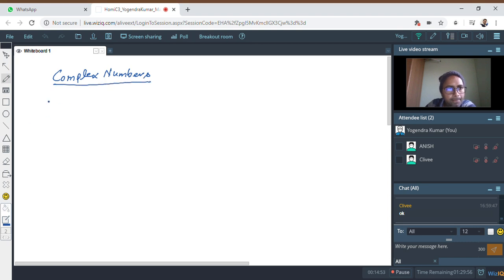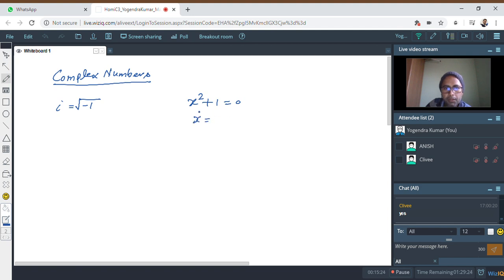Okay, iota. So iota is what actually? Why did we get to use iota? Because we were not able to solve some equations, correct? Like if I get something like this, x square plus 1 equals to 0. So there is no real zero for this, correct? There is no real root actually for this quadratic equation.